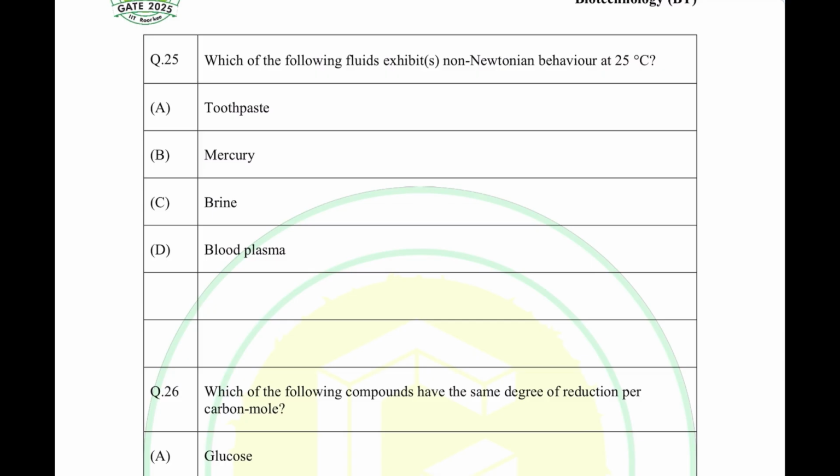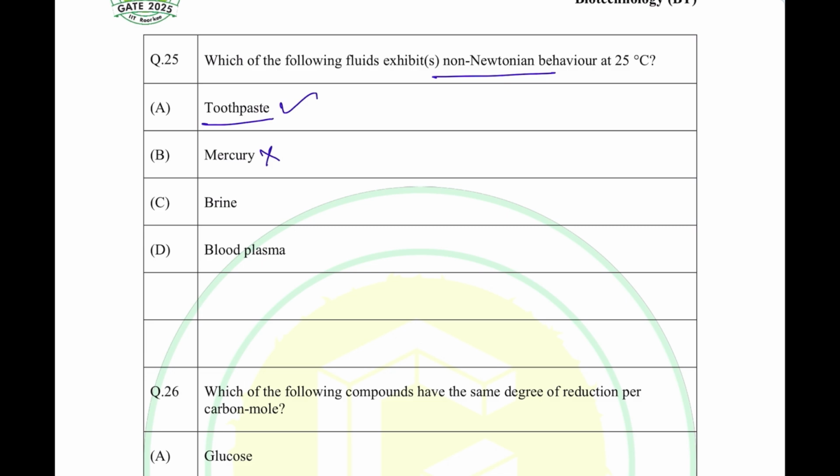Okay, so first option is toothpaste. Toothpaste is a pseudoplastic type, and its viscosity decreases with increasing shear rate. So it's a non-Newtonian fluid. And if we talk about mercury, mercury is a metallic liquid. Viscosity is constant regardless of shear rate. So it's a Newtonian fluid.